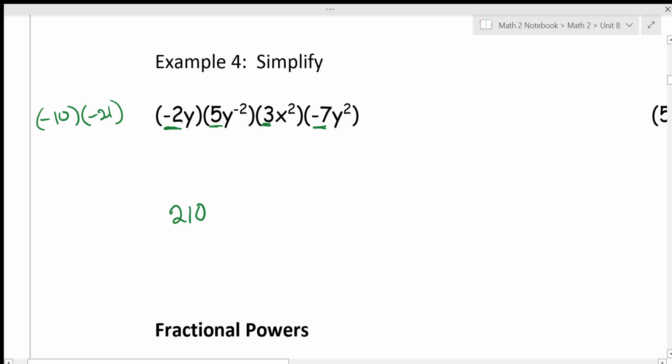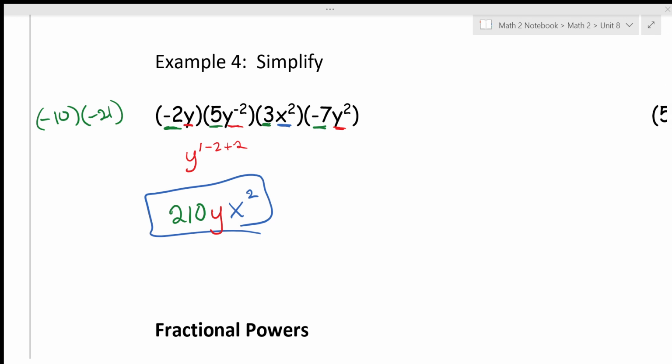And then we'll take the y terms next and see what we can simplify there. We have a 1y, we have a negative 2y, and we have a positive 2y. So that will be y to the first minus 2 plus 2. 1 minus 2 is negative 1 plus 2 is positive 1. So we're going to end up with y to the first power. I don't need to write the first power because y without an exponent means y to the first power. And then x squared is my only x term, so x squared is fully simplified. So my answer there, 210 times y times x squared, is fully simplified.